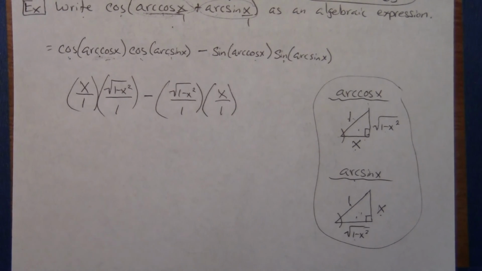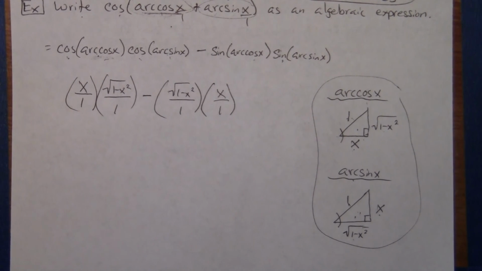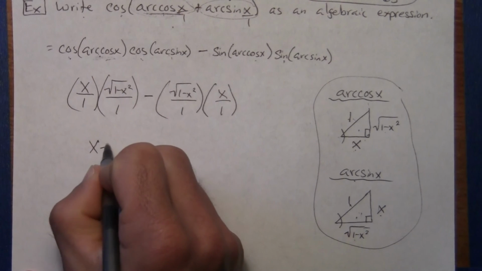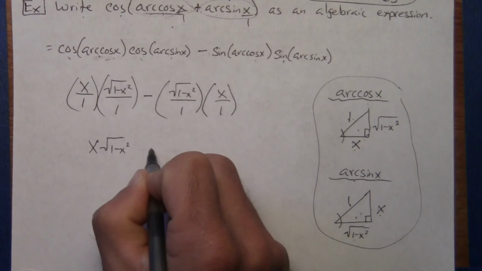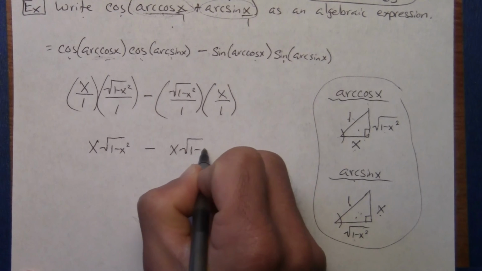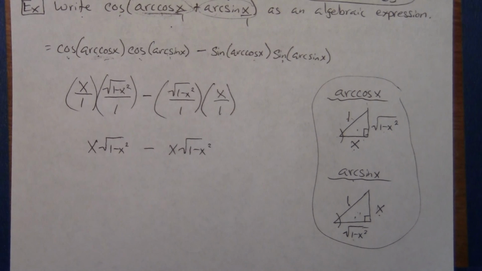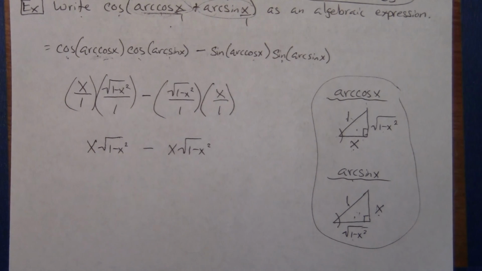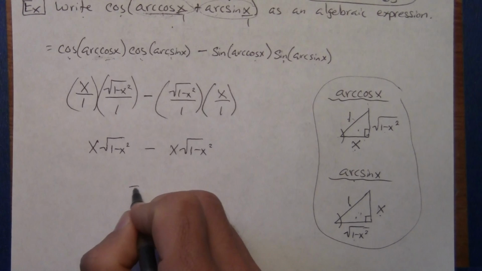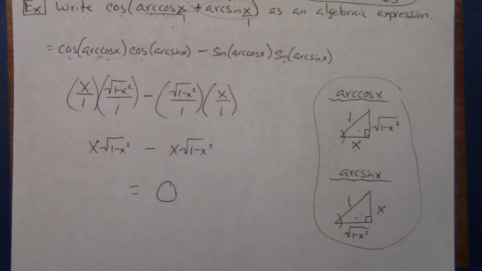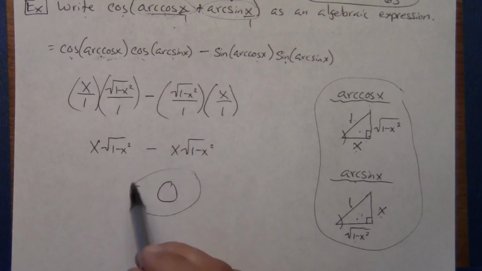So now I've got it completely expanded out, and now all I have to do is go ahead and finish off my calculations. It looks like if I multiply, I'm going to get x square root of 1 minus x squared minus, multiply, it's x square root of 1 minus x squared. And what is it going to look like? Yeah, you're going to subtract those and get 0. And so your answer for this particular one is just 0. Probably not going to happen all the time that you end up with 0. You probably get some sort of function, but for this one it ended up being 0.